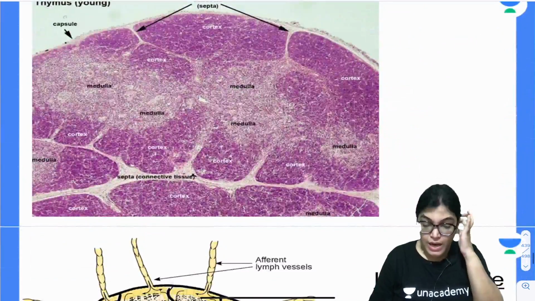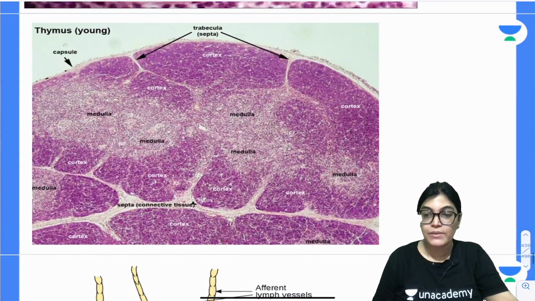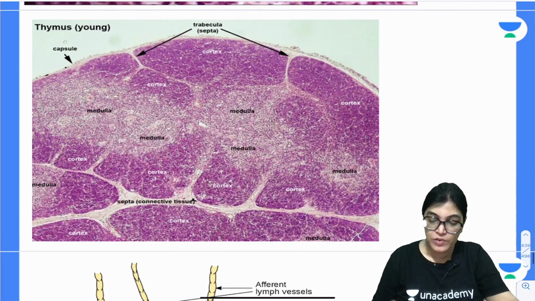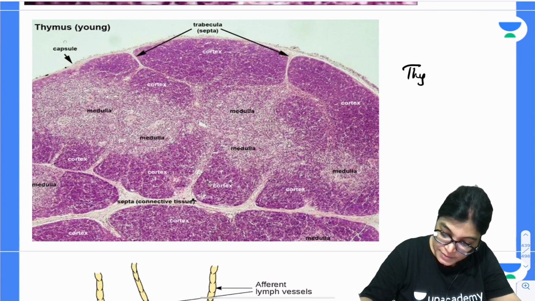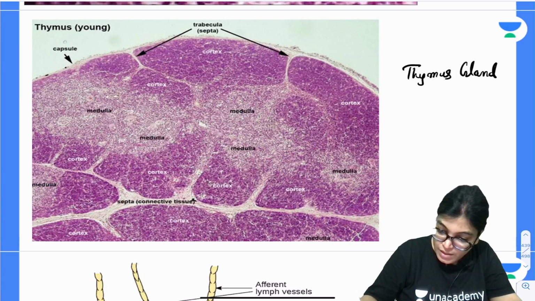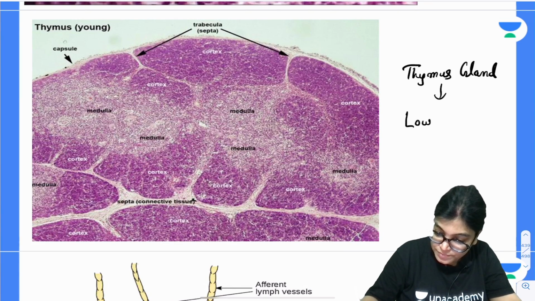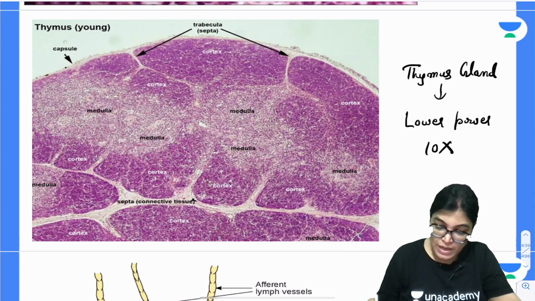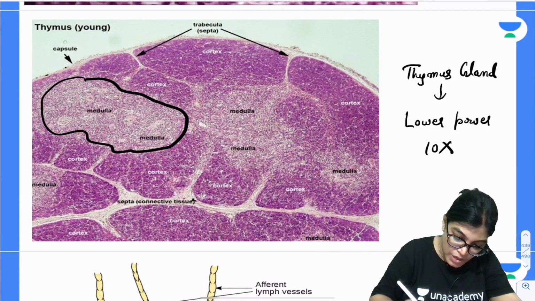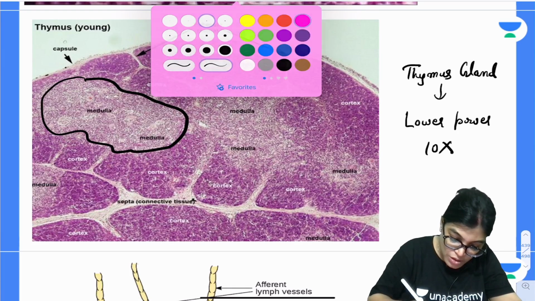Now another diagram where the young thymus gland has been shown, where the entire slide is shown. So it is a low power view. This is showing you the thymus gland in low power view. Low power, you can say 10x power, and here you can see again the lighter stained part is the medulla, and yes, please don't confuse.